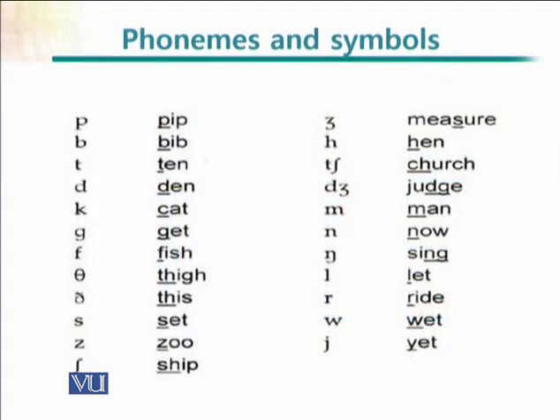Let's have a look at some common sounds. These sounds in front of you are consonant sounds used in the English language. I'll talk about consonants in detail in the coming module. Let's have a quick look at it for the sake of introduction. You can see the initial sounds in the words pip, bib, den. These are consonant sounds, the sounds which are underlined. These are the basic phonemes used in the English language. You can also see examples in the words hand, church, sing, let, ride. All these sounds in front of you are used in the English language.